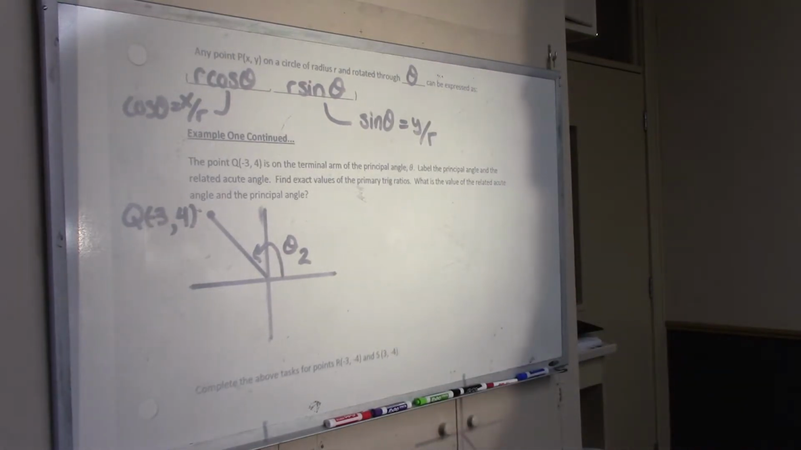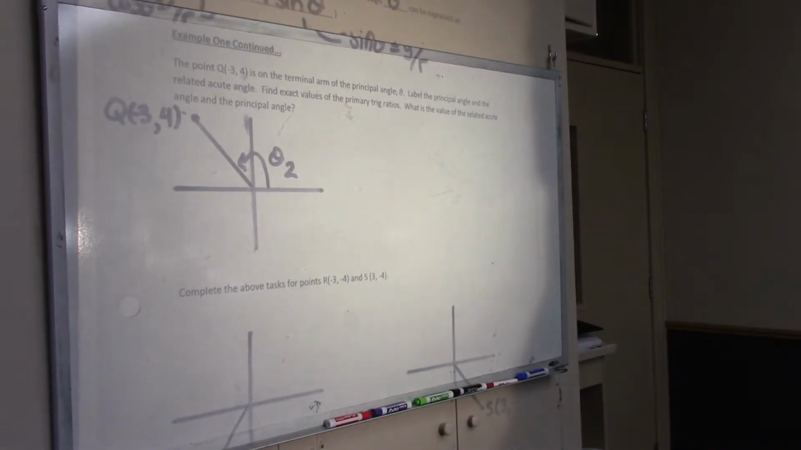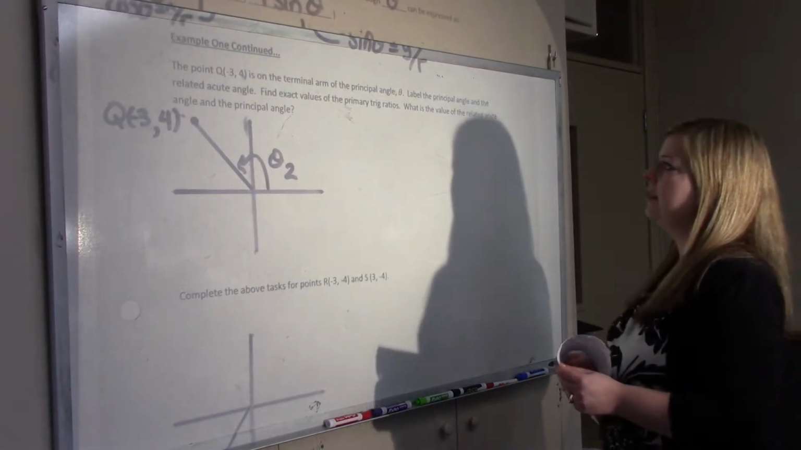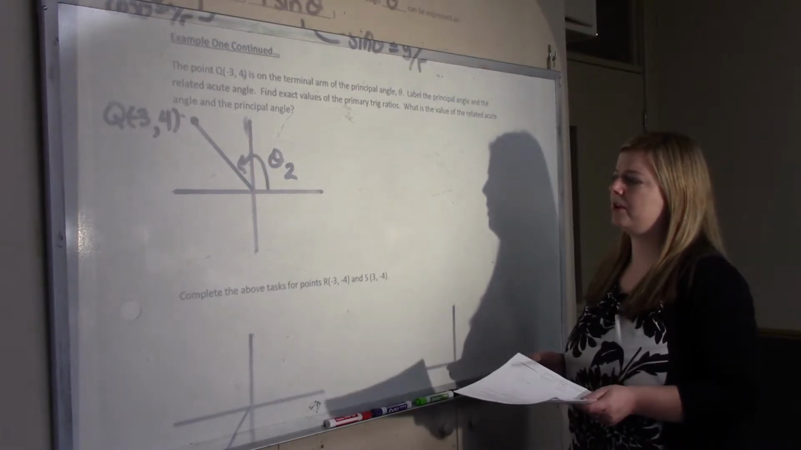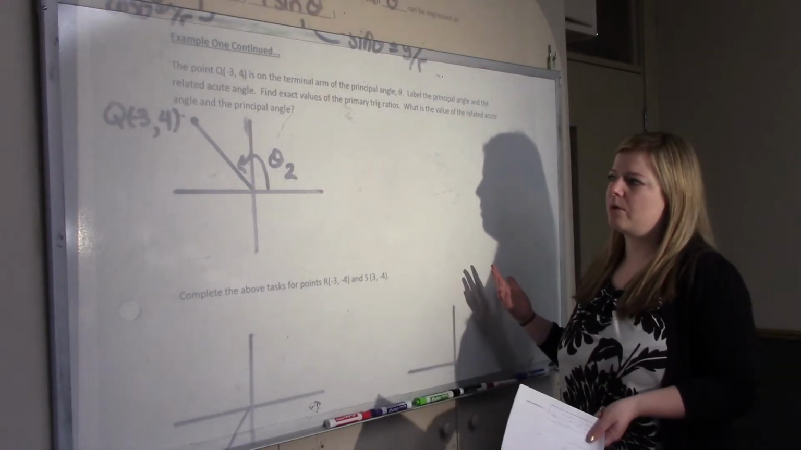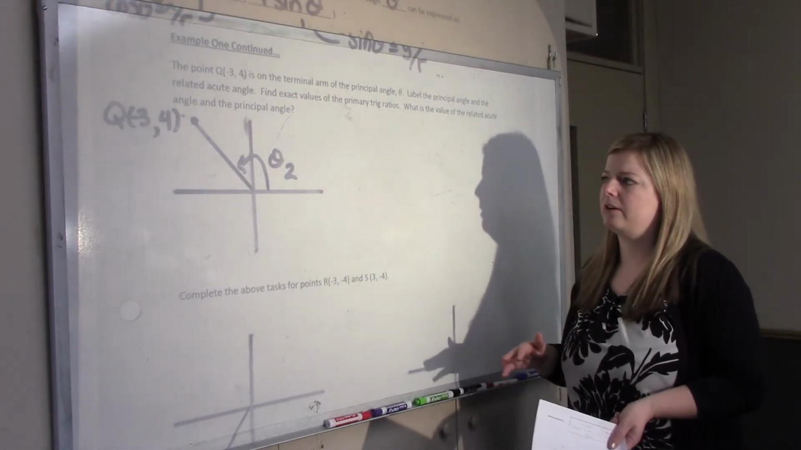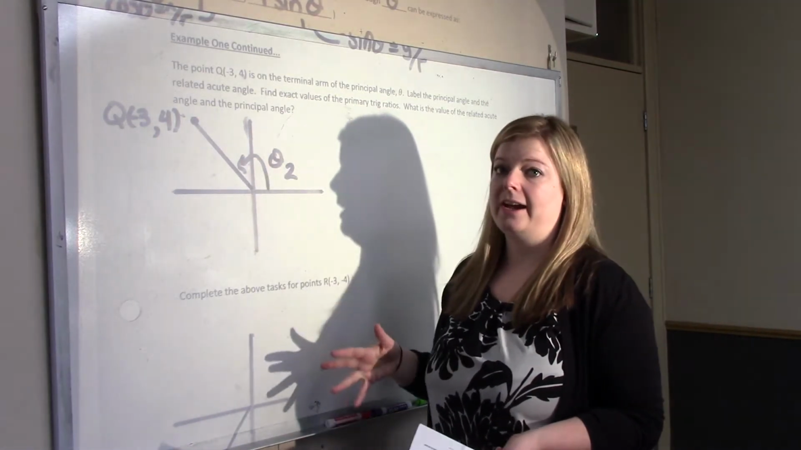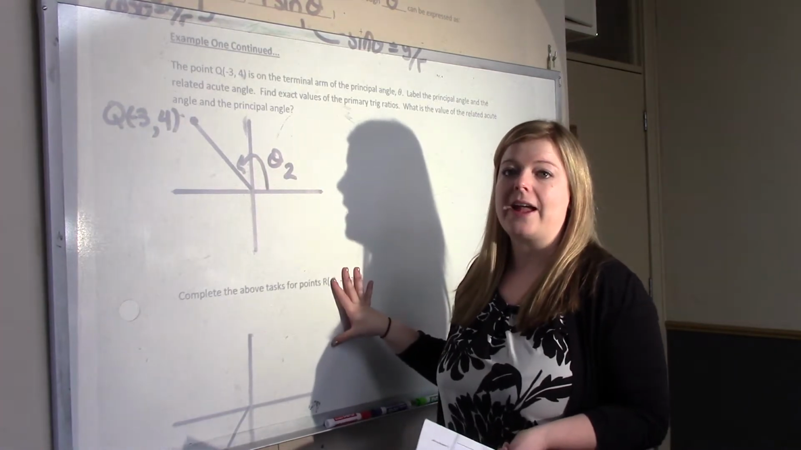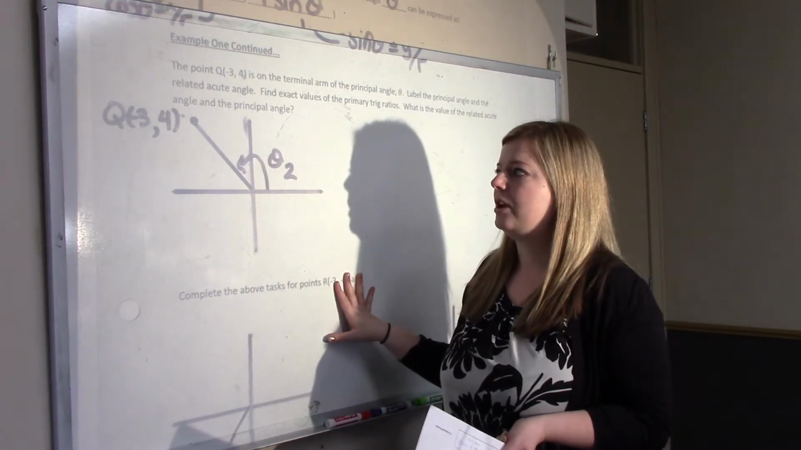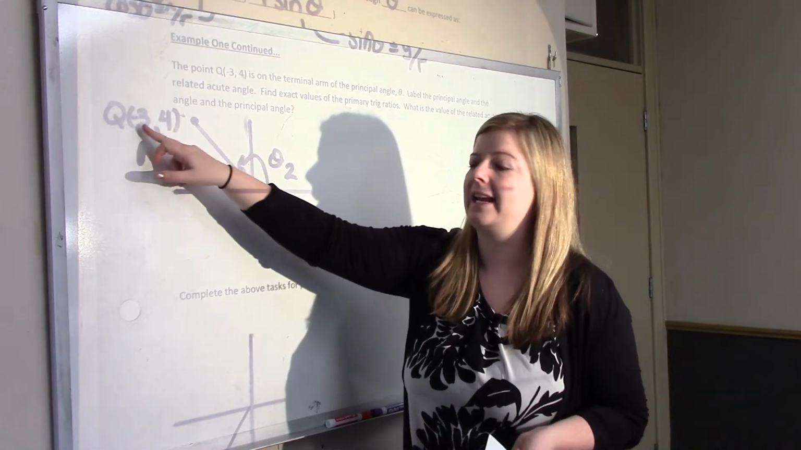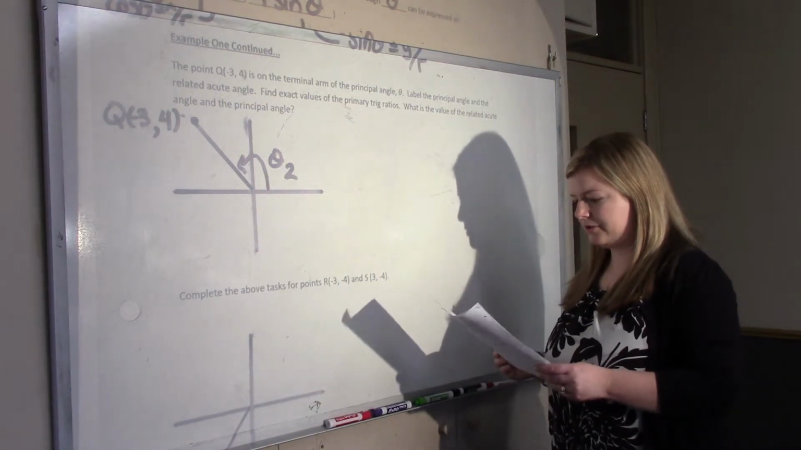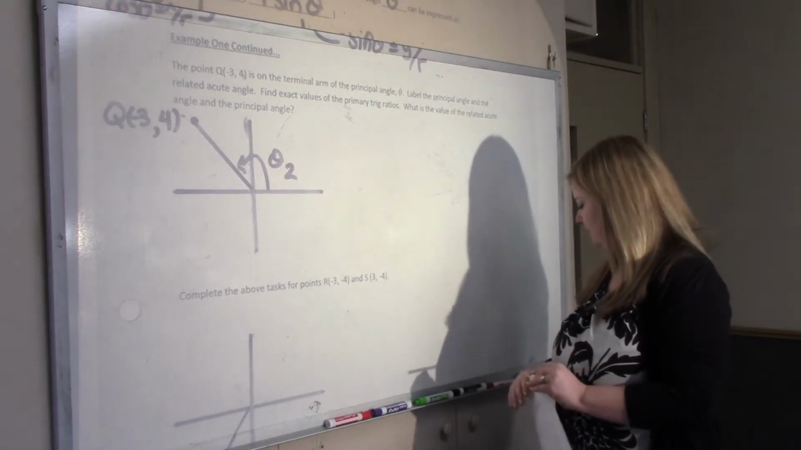So let's continue example 1. What if we have now the point (-3, 4) on the terminal arm? So we can draw that coordinate, (-3, 4). All right, so I drew that on the Cartesian plane. And then I labeled theta, and I called it theta 2, and that's the principal angle with the terminal arm that contains (-3, 4). So what are its primary trig ratios? That's what we need to figure out now.